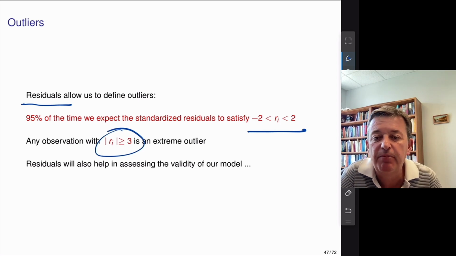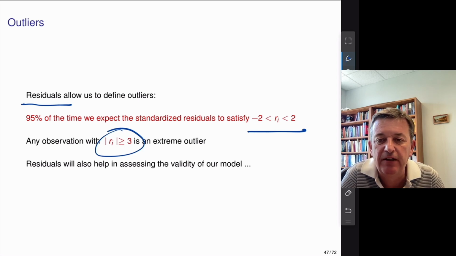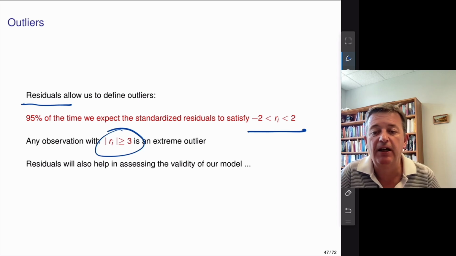And as I think I've said before, any observation that misses our fitted regression line by more than 3 standard deviations is going to be deemed an extreme outlier. Now, that's not saying you should delete those points, but you should maybe look more carefully at them and see if there's any missing X variables that would maybe predict them, etc. And sometimes they're interesting cases just to discuss.